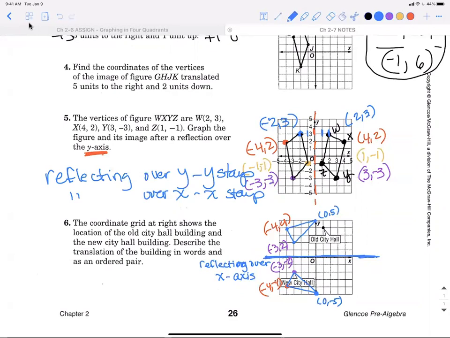Sound good? All right, for those of you at home, click load, show all of your work. If you need to add an extra page, you can click the plus sign at the bottom and you can add an extra page to show more work, and email me if you have any questions.